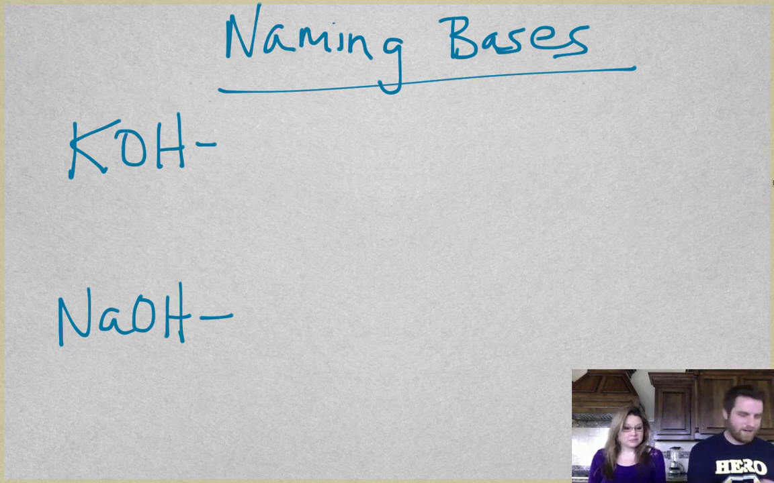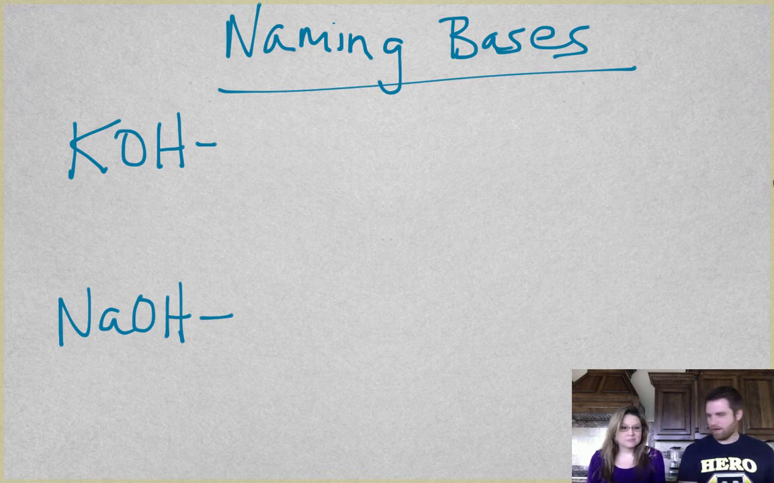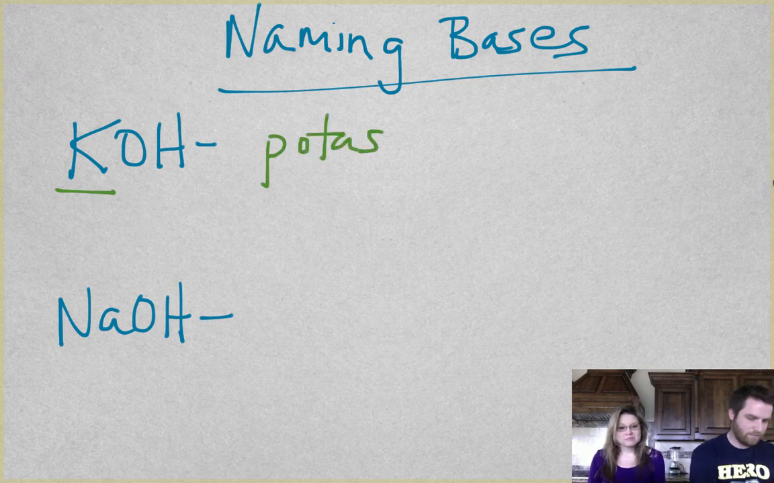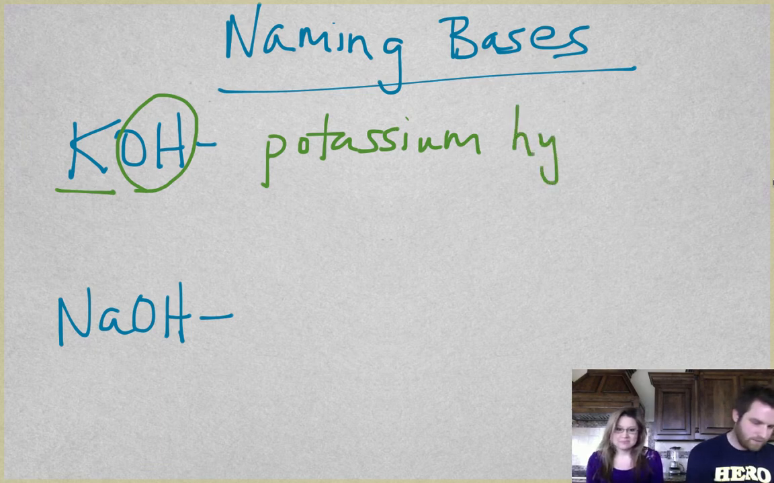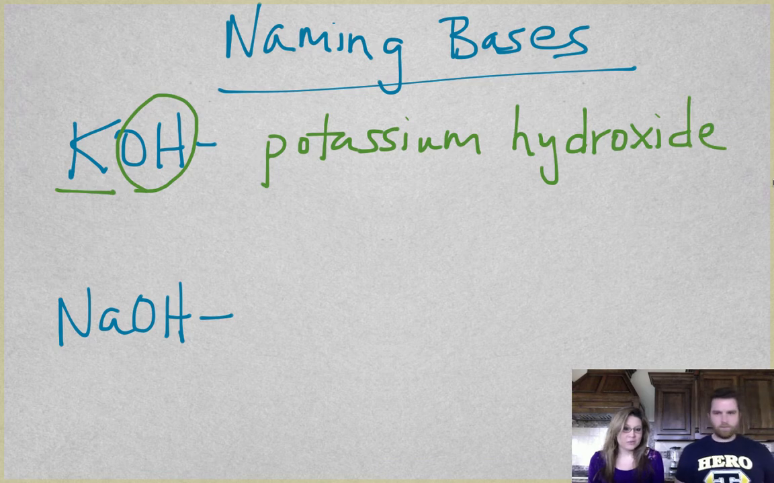So these are ionic compounds. So you name them just like you name an ionic compound. The name of the metal goes first, which in this case is potassium. And this right here is my anion, which is a polyatomic, whose name is hydroxide. So you name it the way we've taught you how to already name these.